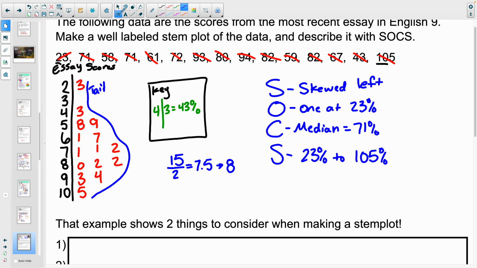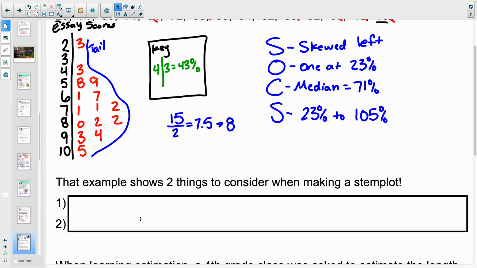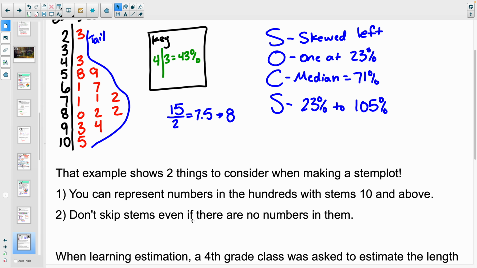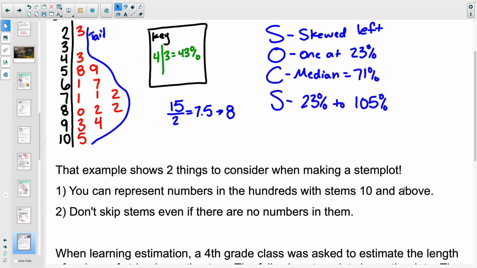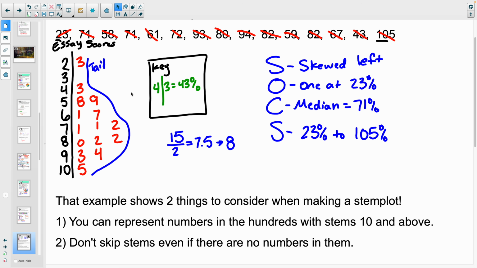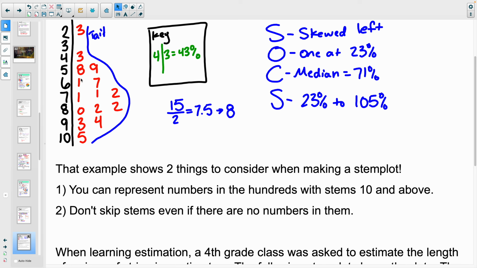So that example shows two things to consider when making a stem plot. Make sure you pause your video to jot these down. You can represent numbers in the hundreds with stems with 10 and above. So if it's 115, we could do 1, 1 on the left side and then 5 on the right. Then don't skip stems even if there are no numbers in there, just like the dot plot, right? So this stem, we didn't skip the 30s just because there's no numbers in there. You have to include it.